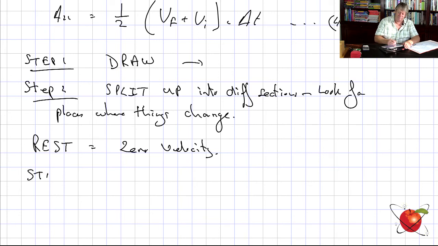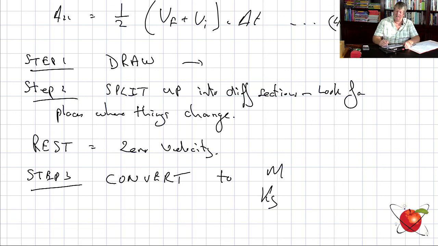Step 3, convert to meters, kilograms, and seconds. Always take those. Do the conversion. When you put down your known figures, you do your conversion, always. That must become a rigorous part of your routine, doing those conversions.